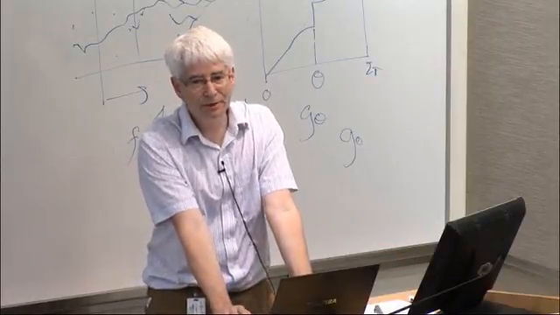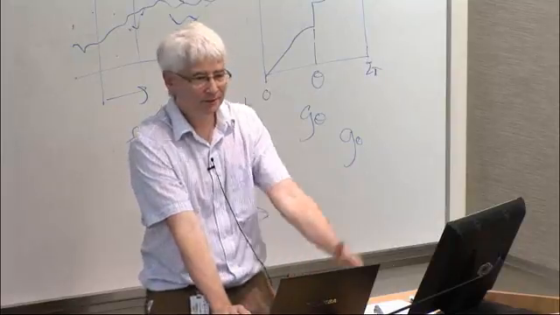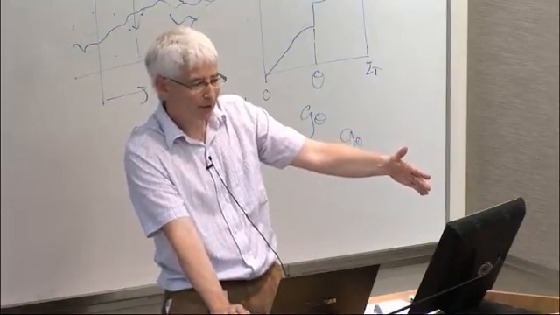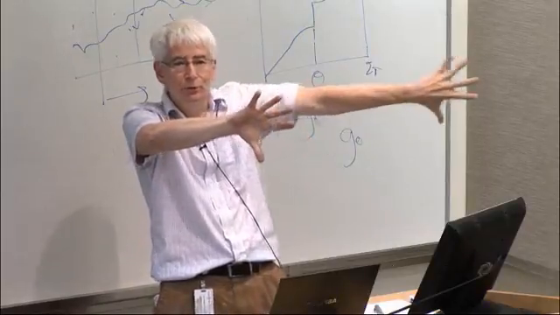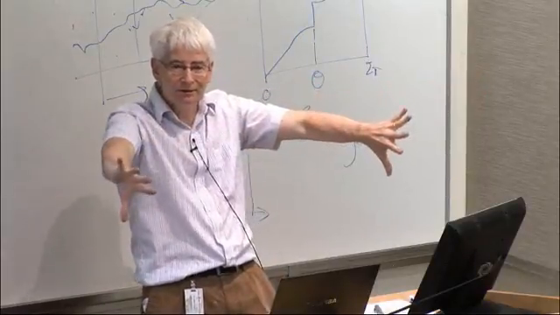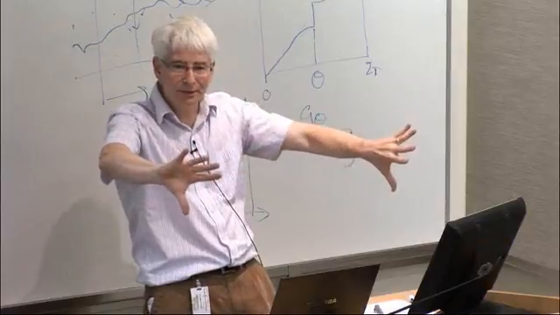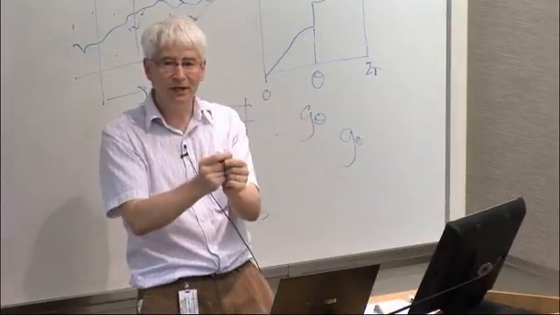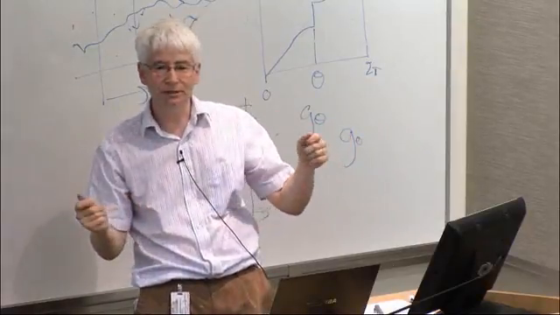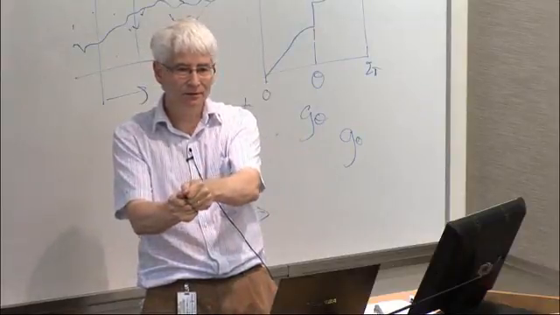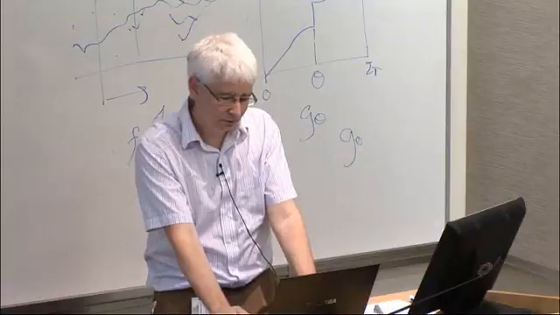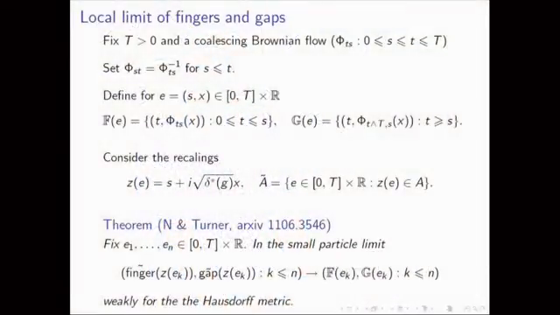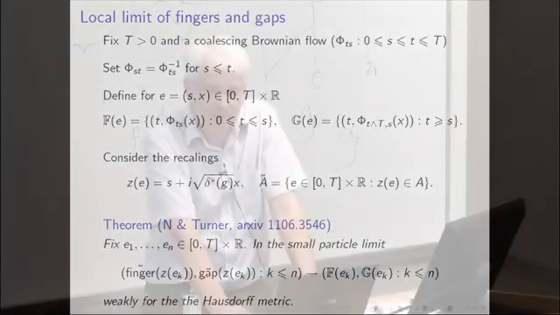So that gives a probability measure on a finite collection of paths which coalesce both when you go forwards in time and when they go backwards in time, because the fingers tend to coalesce, but also the escape routes tend to coalesce. The fingers coalesce one way, the gaps coalesce the other way.